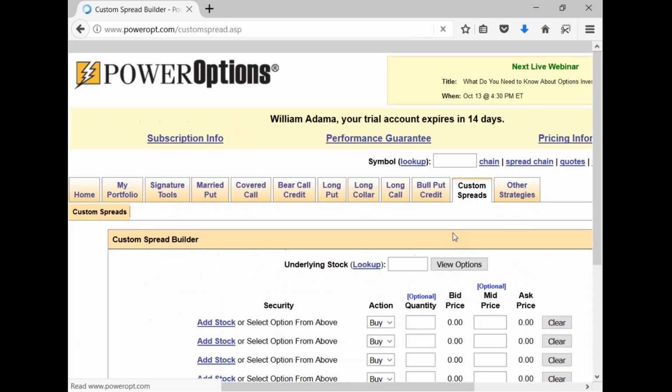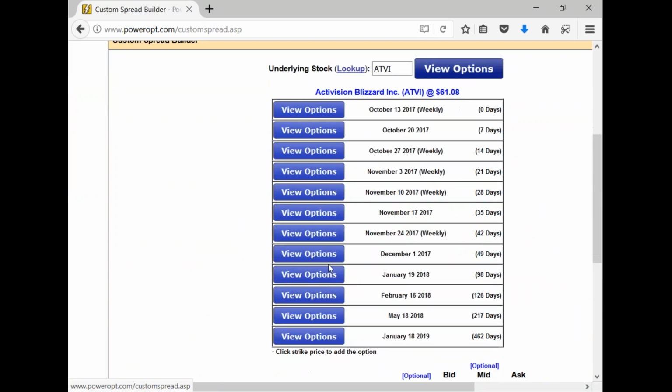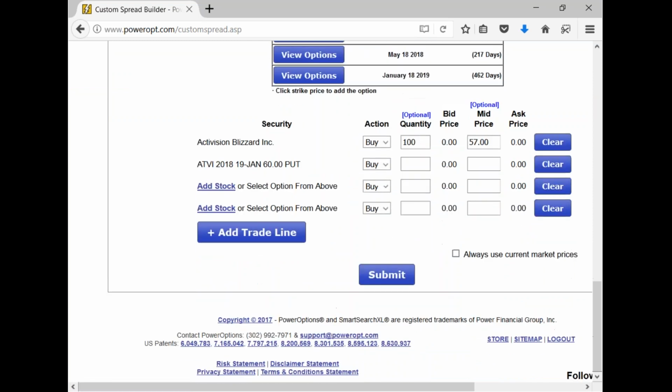Let me just go to a custom spread tool, and I'm just going to put in ATVI. Okay. And let's say that a while back I had bought the stock, 100 shares at $57, and at the same time I had bought a 60 strike put, probably out, well, it might have been January, but I'll just use January for an example. So I would have bought the 60 put at that time, probably at around $6. So about 2 months ago I might have entered this position.